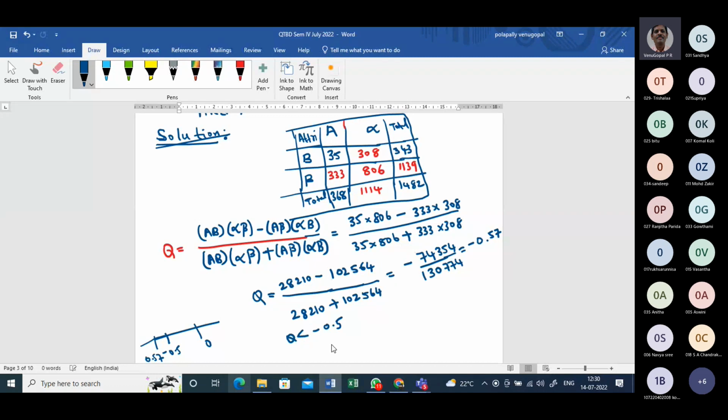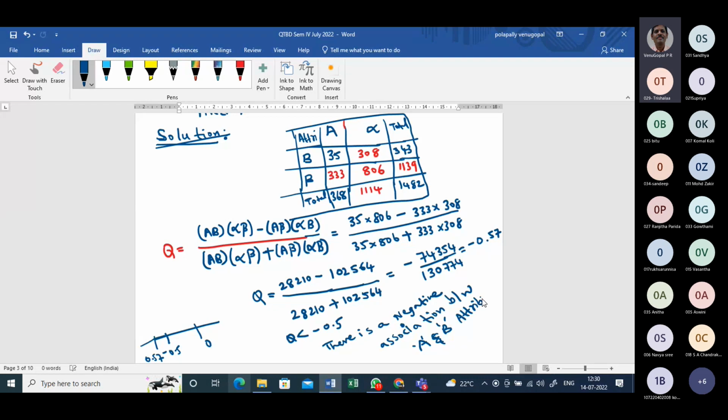We say there is a negative association between A and B attributes.